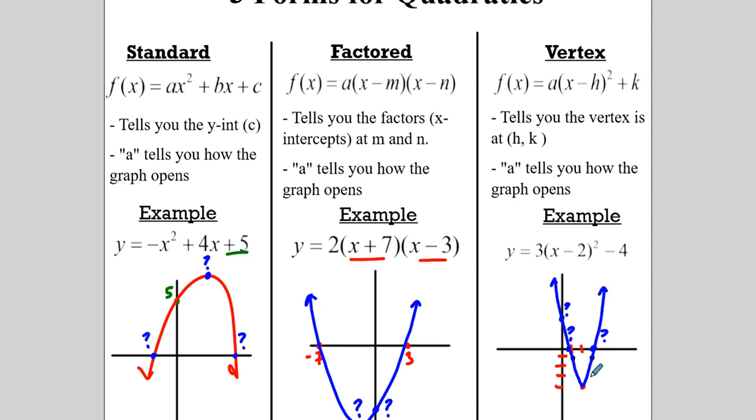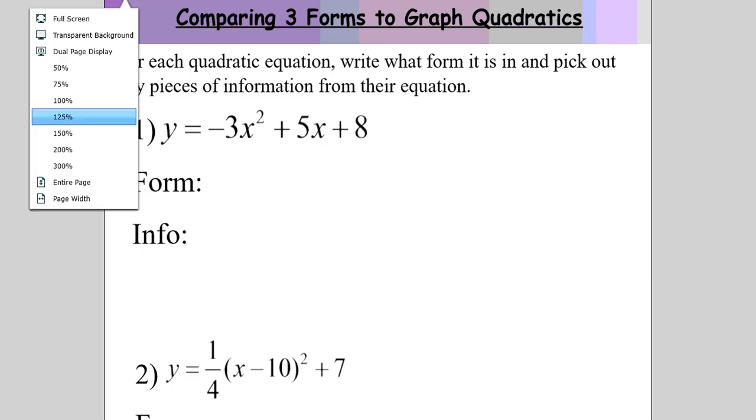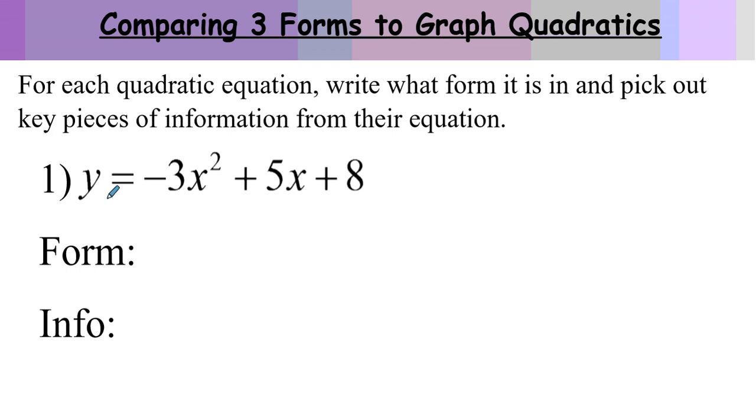Vertex form is going to tell you the vertex, which if it's opening downward, will be at the highest point. So vertex, maximum height. Factored form will tell you where it landed. Standard form will tell you where it took off. So that's the benefit of each type of form. Let's practice looking at them, identifying which form they're in and what pieces of information we get.